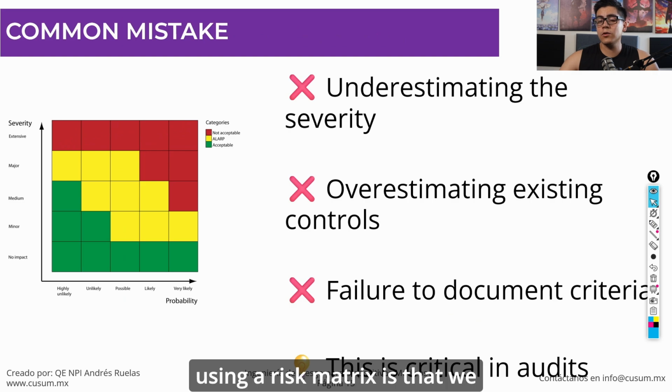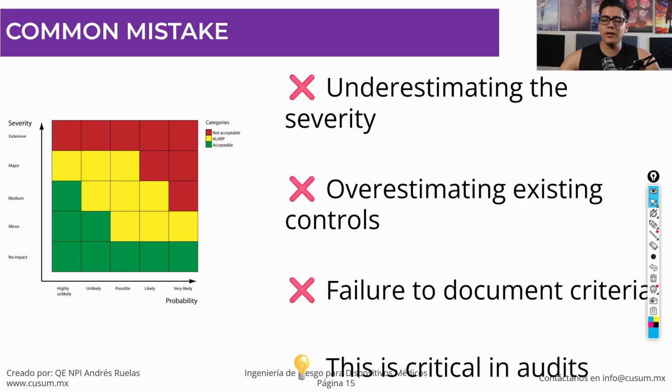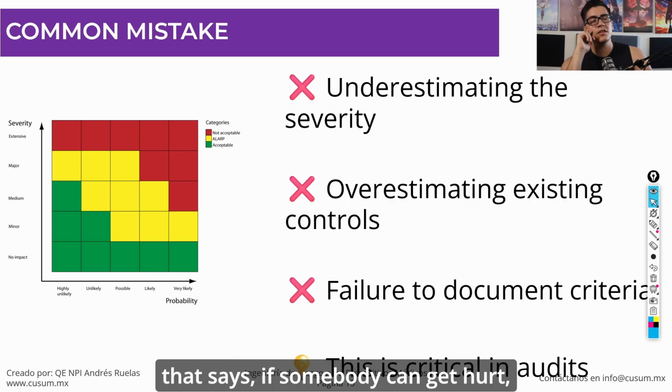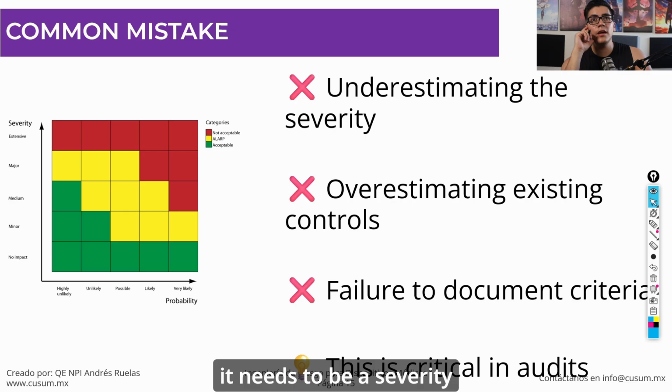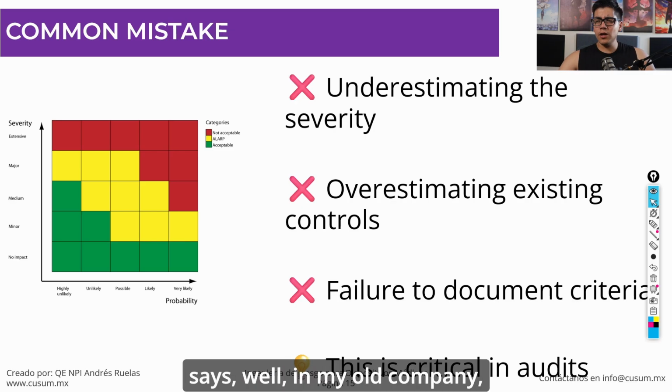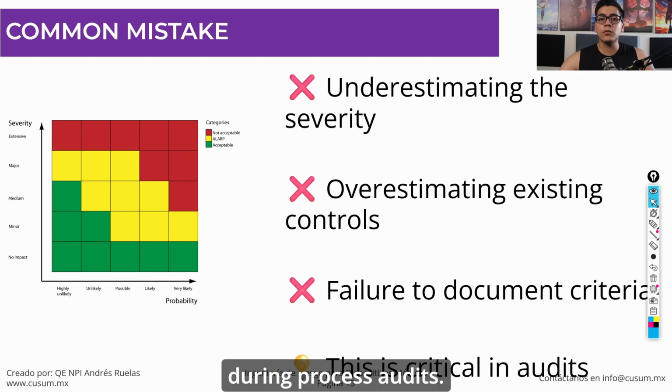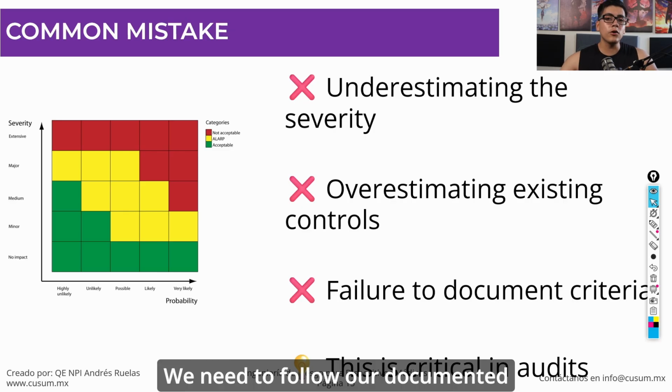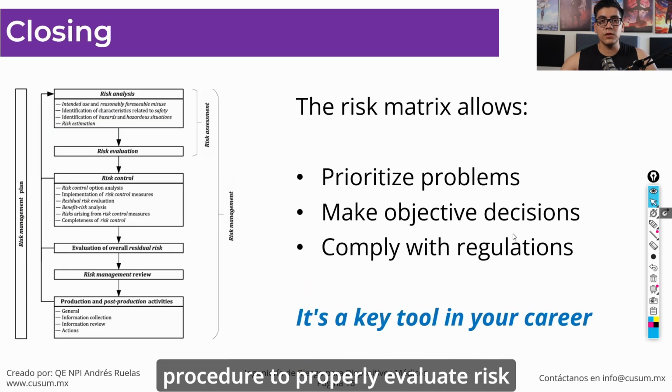Now, the most common mistake when using a risk matrix is that we underestimate the severity, we overestimate how good our control is going to be, we fail to follow our actual documented criteria. This one is very common. You might have a severity matrix that says, if somebody can get hurt, it needs to be a severity 5. And then a new engineer comes in and says, well, in my old company, if somebody could get hurt, it was a severity 3, and only if they died, it could be a severity 5, right? But your company might have different controls. So this is critical during process audits. We need to follow our documented procedure to properly evaluate risk.